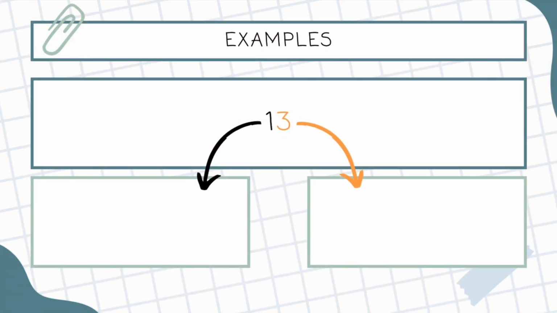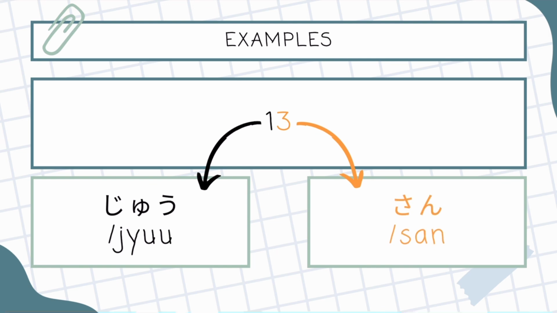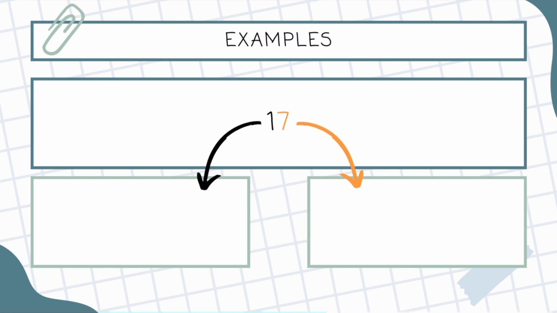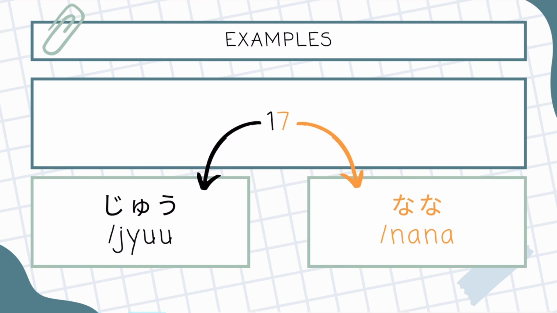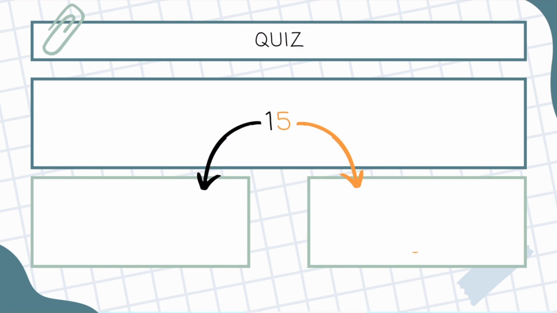Okay, let's look at some examples of counting just because it's nice to go over things in detail. Okay, if we wanted to say 13, we would say 10, which is ju, the first digit that's happening there, and san, which is 3. Remember, the first part of 13 is ju. It's 10 and 3. It's not 1 and 3. 17 is ju, and the second part is nana. 10 and 7. Okay, I'm going to quiz you on these. You're going to have a second or so to think of the number, and then I'll reveal it.